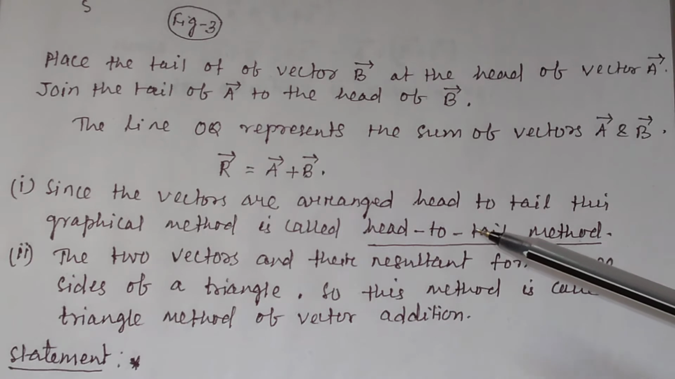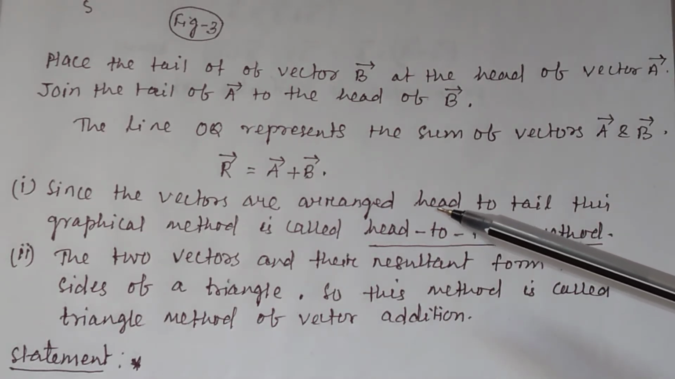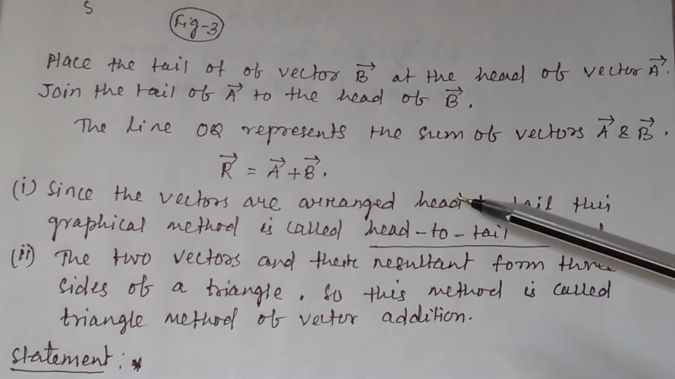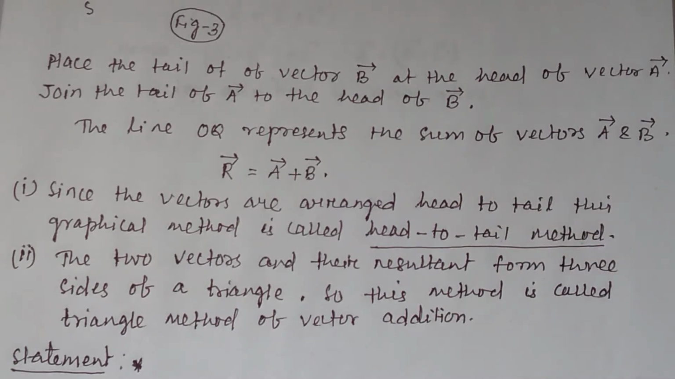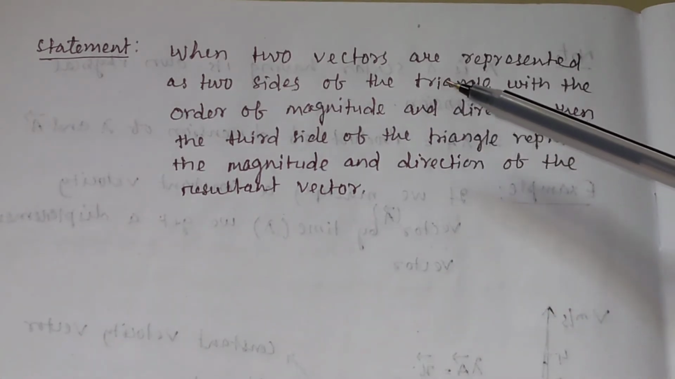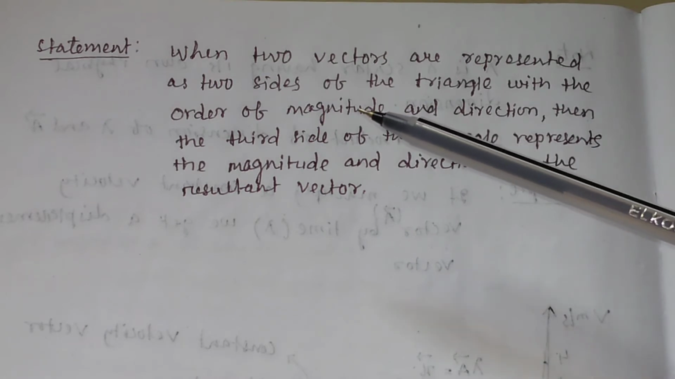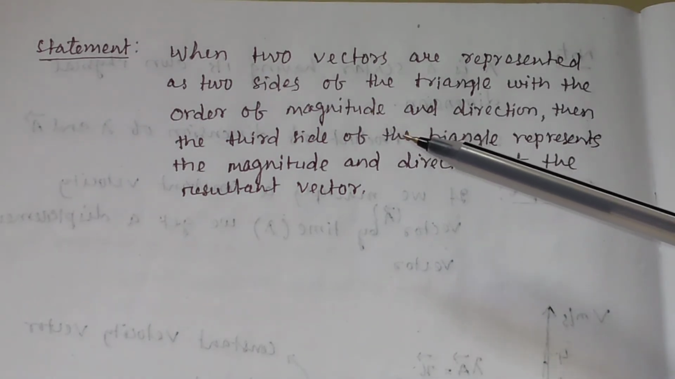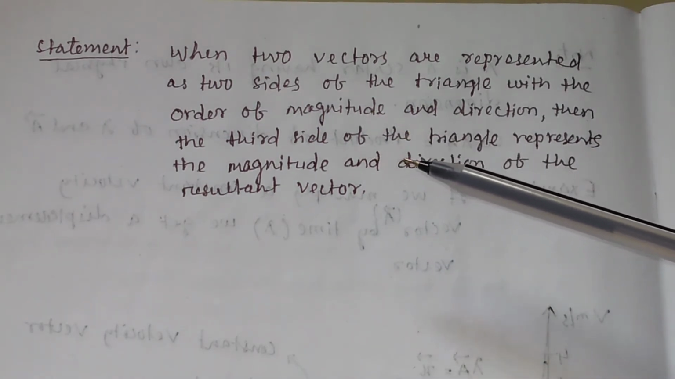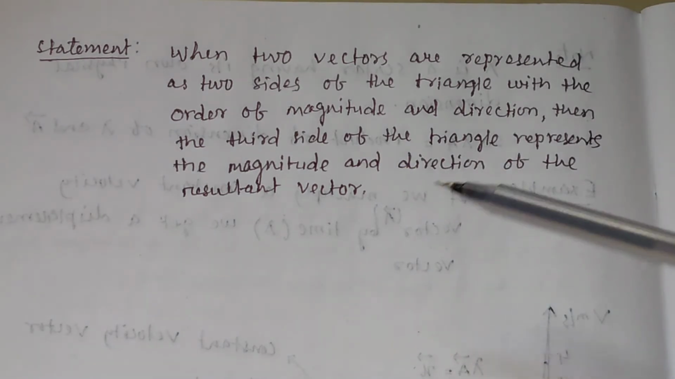So what will be the statement of the triangle law of vector addition or head to tail method of vector addition? Statement: when two vectors are represented as two sides of a triangle in order of magnitude and direction, then the third side of the triangle represents the magnitude and direction of the resultant vector.